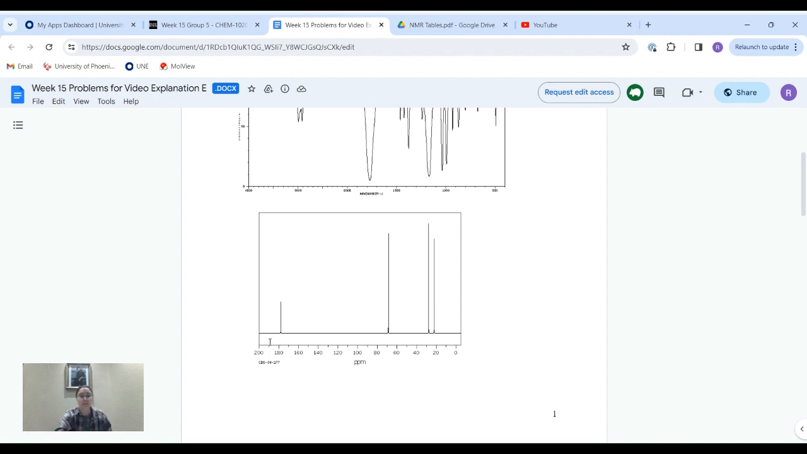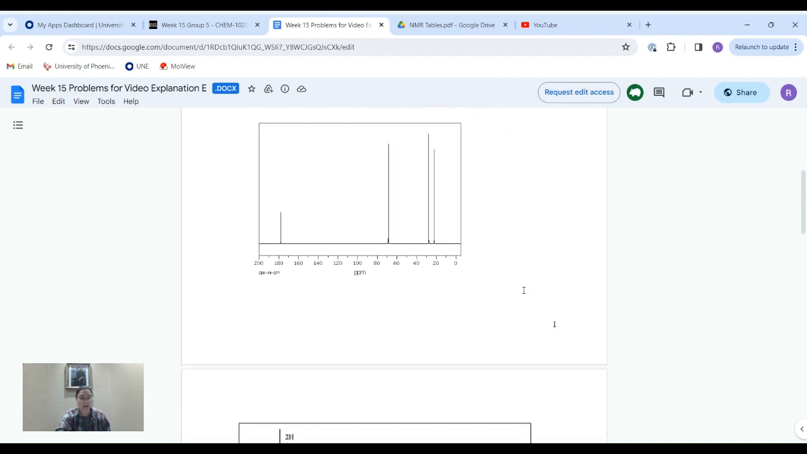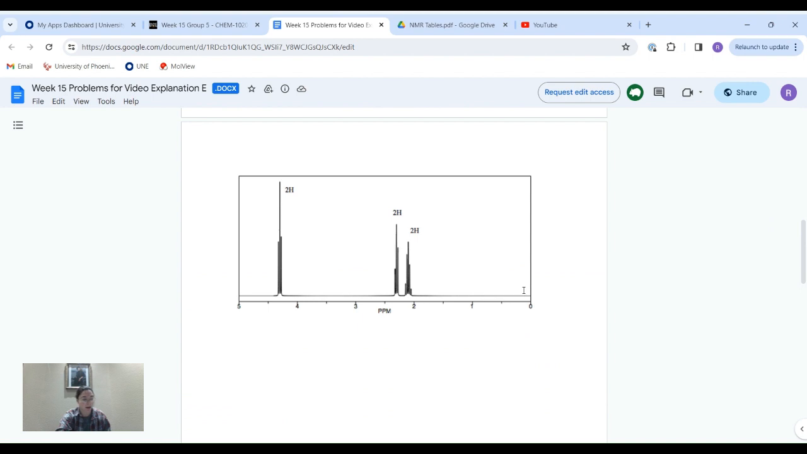Okay. So moving on, now that we have determined all 4 of the peaks for our 13C spectra, we'll look at our 1H NMR spectra. So this spectra is giving us a lot of information.